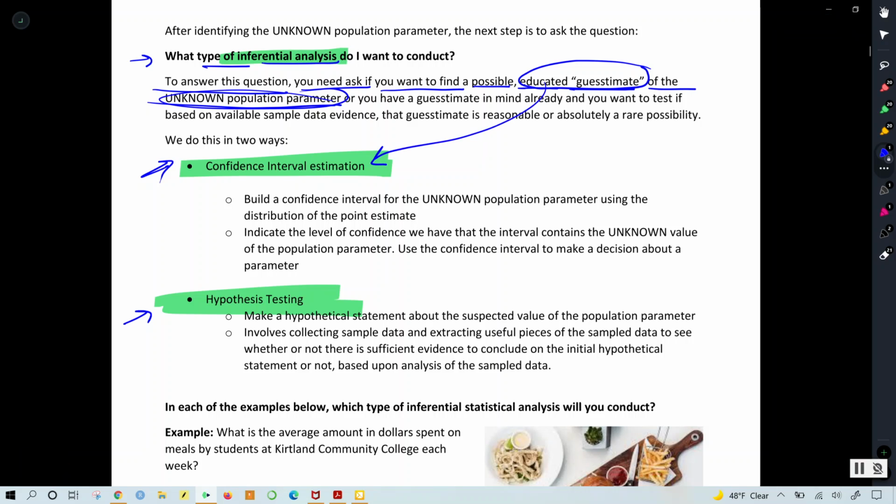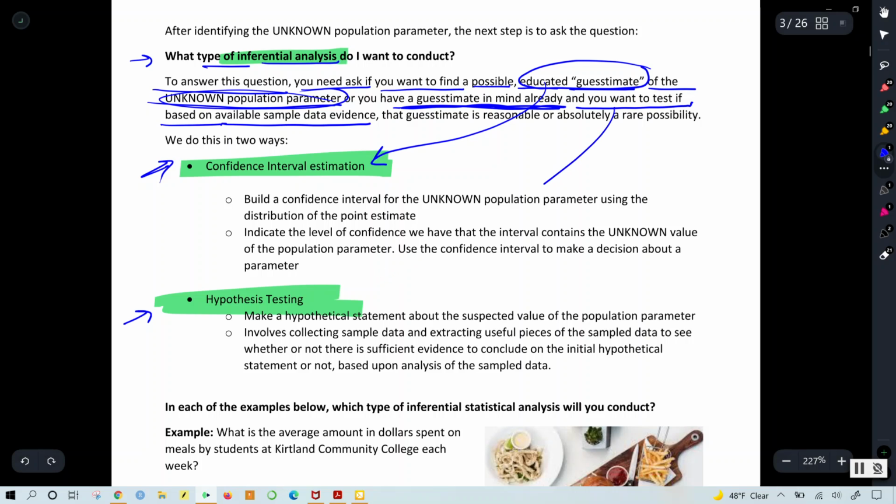However, on the other hand, if you already have a number in mind, take for instance, Michelin tire says this set of tires will last 60,000 miles on average. That is a claim. So this manufacturer already gave us a guesstimate. And if you want to test if claims made about that guesstimate are true based on available sample data evidence, then your go-to in that case would be hypothesis testing.